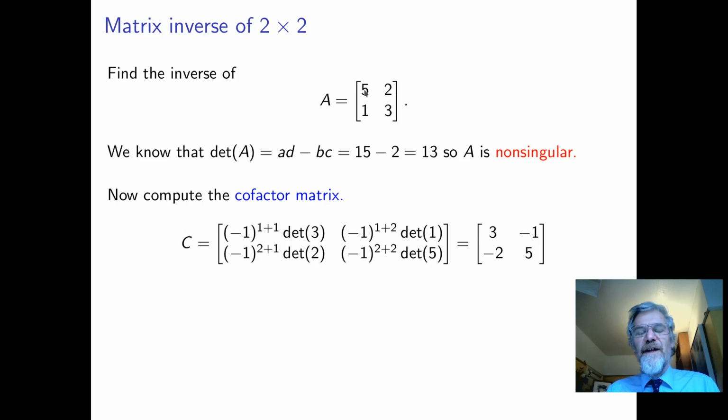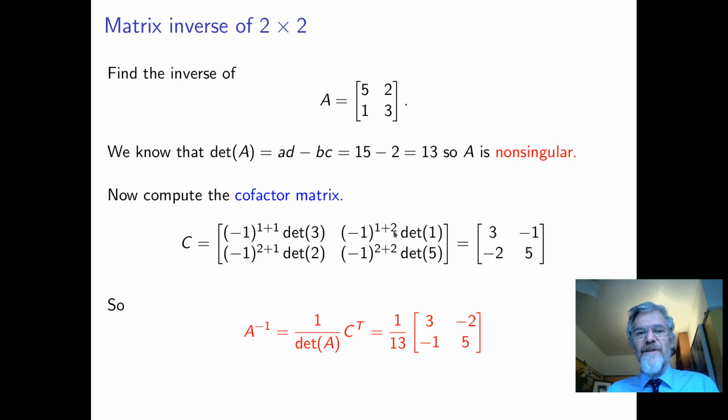Because the cofactor is from deleting the row and column. So the first row and first column, we get 3. We don't have to work out the determinant, it's just a number. And similarly for the others, but this isn't the inverse yet. We've got to do one more thing, which is transpose it, which doesn't change where the 3 and 5 are, but it swaps the off-diagonals over. So if you notice, the 2 and 1 have got back to the same position that they were in, they've just changed sign.